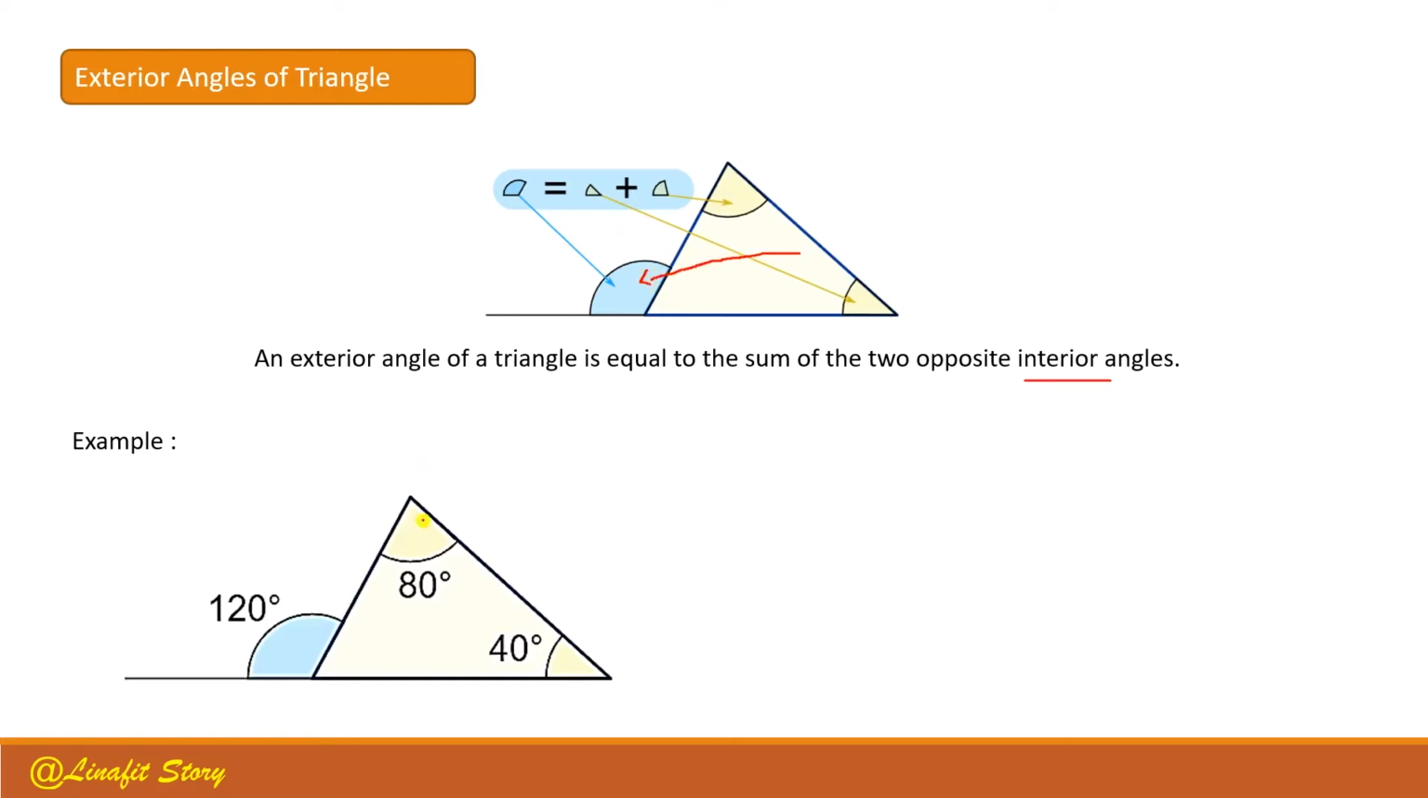So, for example, 80 and 40 are the interior angles of a triangle, while 120 is outside the triangle. This is called the exterior angle of a triangle. To get the exterior angle of a triangle, find the sum of the two opposite interior angles. So 80 plus 40 is equal to 120.